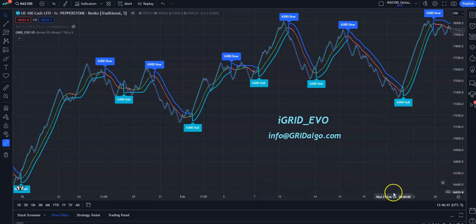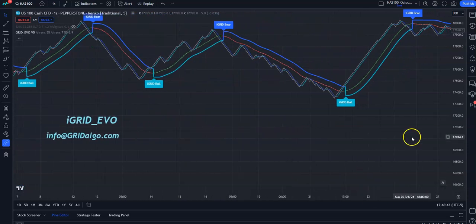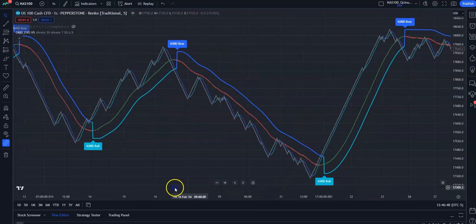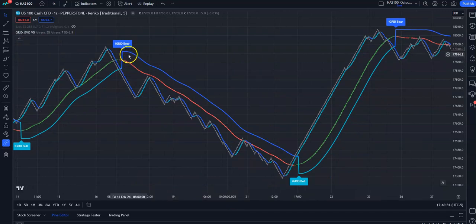So let's just talk a little bit about what the iGrid Evo is. Let's look at the indicator. What I call it, it's basically looking for shifts in momentum. The shift in momentum portion of the indicator reads the candlestick close of a smooth Heikin-Ashi that we put unique math into. So we took the shell of a basic, run-of-the-mill smooth Heikin-Ashi, but we put our math into it.